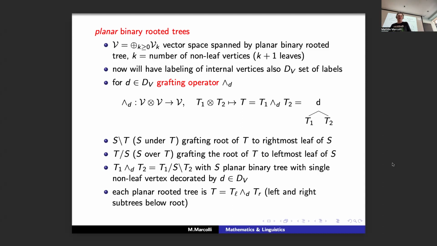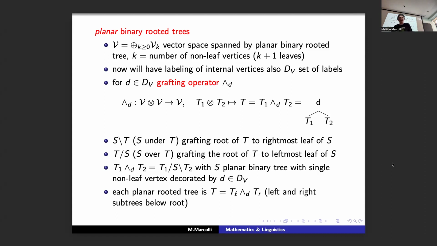So there's one operation that you want to be using at some point in structure, which is this grafting operation that takes two trees and grafts them together to a common root, which will be the one that is used to do the merge operation. And here, this is both non-associative and non-commutative because the trees are planar. And also, you have one such operation for each possible label that you can attach to the new root that you form of these trees. So this comes with a label attached.